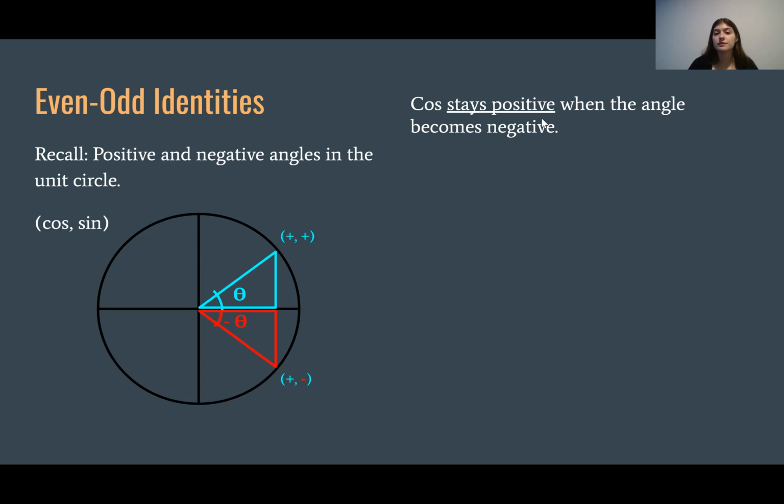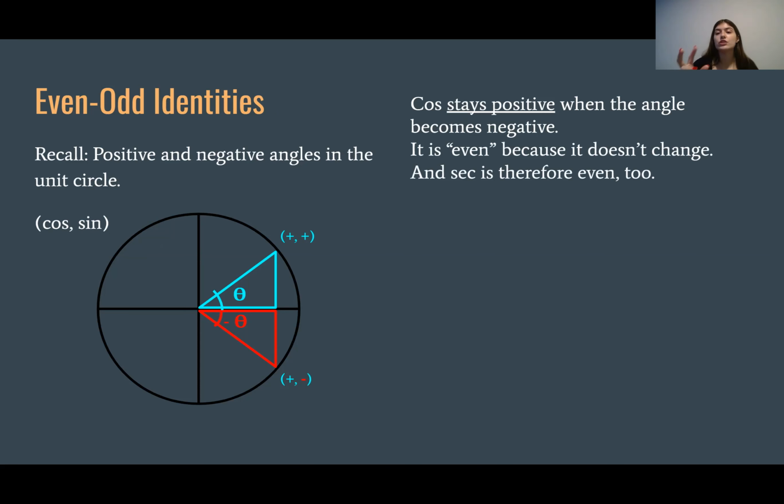Cosine stays positive, so we call this even. Because cosine doesn't become negative, cosine stays the same, we call it an even function. So that's what even means in trig, all right? And because cosine and secant are inherently tied, because they're reciprocals, the same applies for secant. So secant is even too. Secant is going to stay positive even when an angle becomes negative.